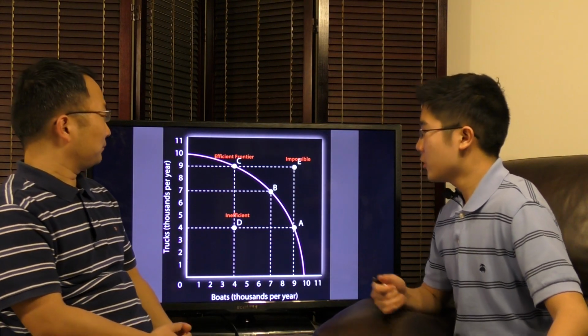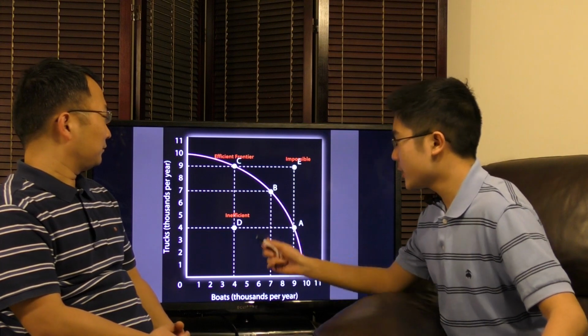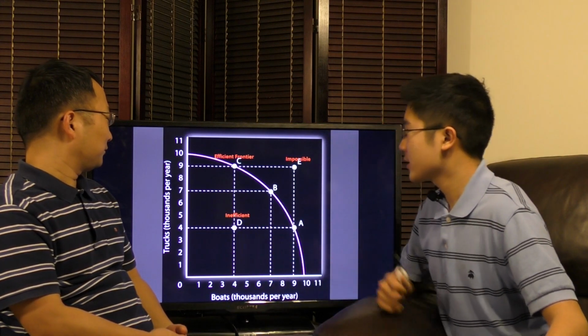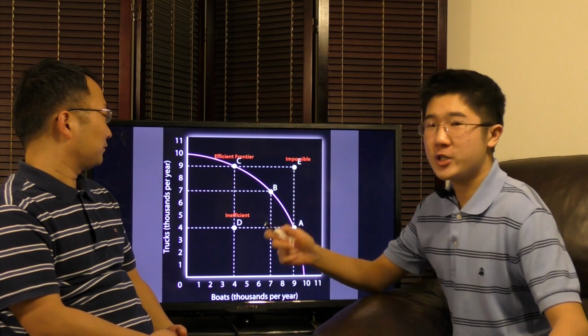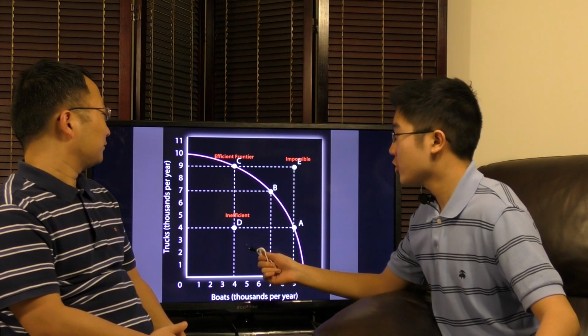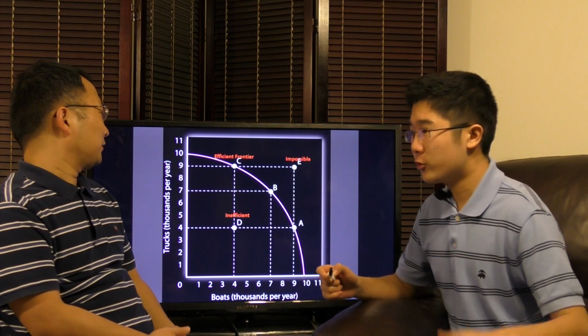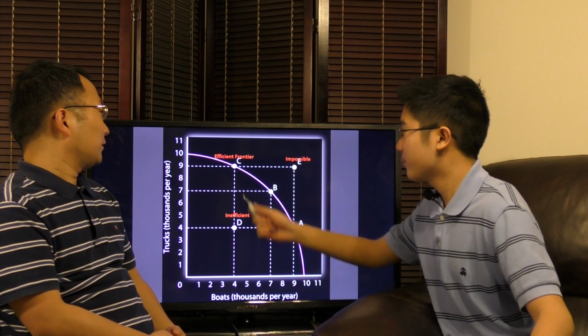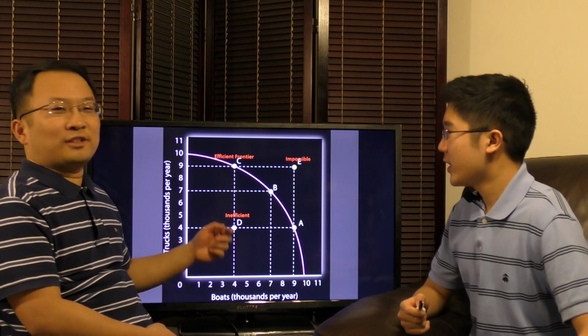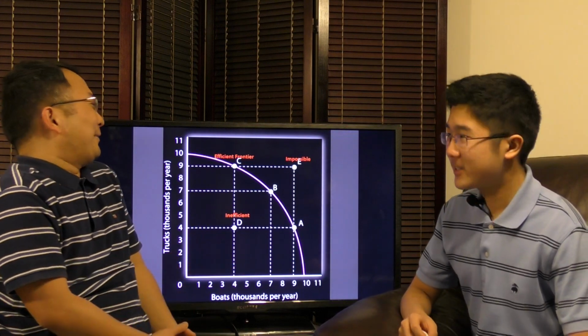However, why is point D inefficient? At point D, we produce 4 boats and 4 trucks. However, as Michael just mentioned, we can also produce 9 boats or 4 trucks, which is obviously more than point D. So point D does not use all the resources that are available to produce the maximum at the PPC. Or we call that inefficient. Or maybe people are lazy and just don't want to produce that much.